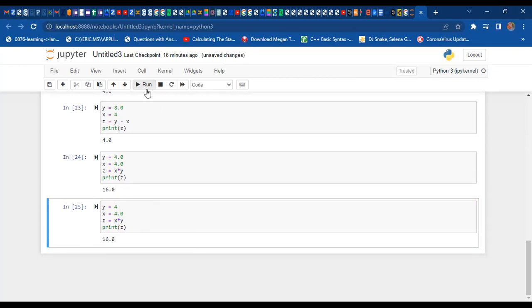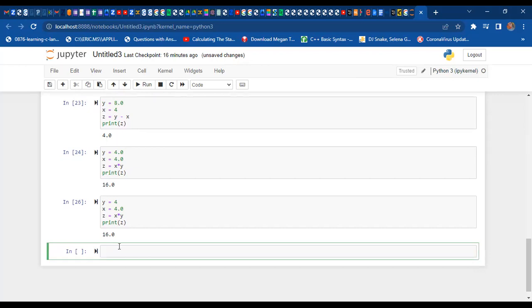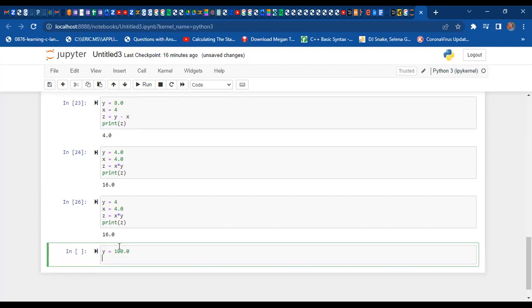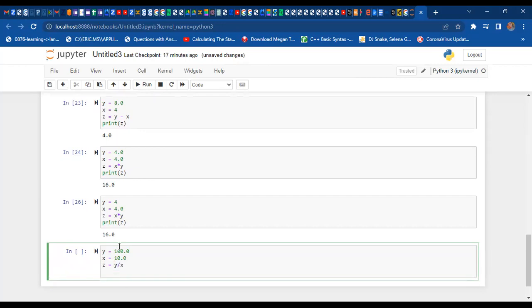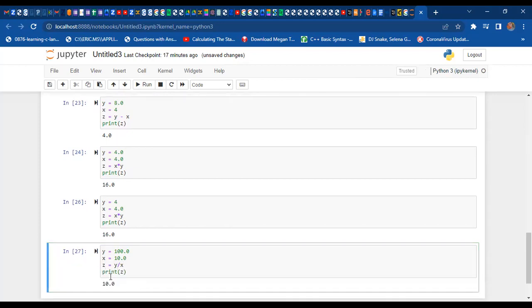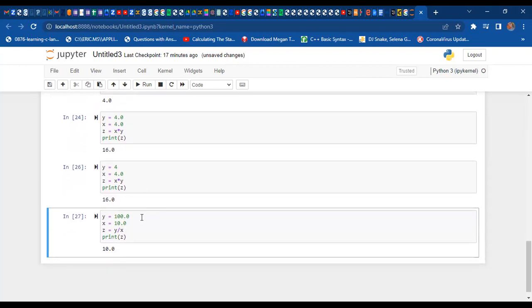Okay, let's move on to division. Let's do division of a float divided by a float. y is equal to 100.0. x is equal to 10.0. z is equal to y divided by x. Print z. You can see it has given us a float.